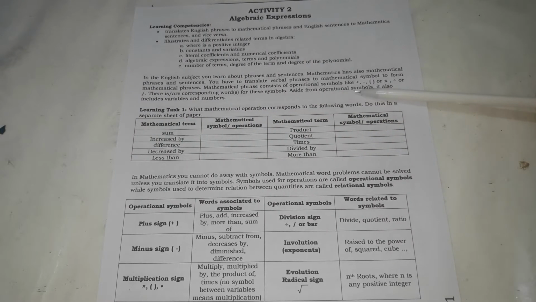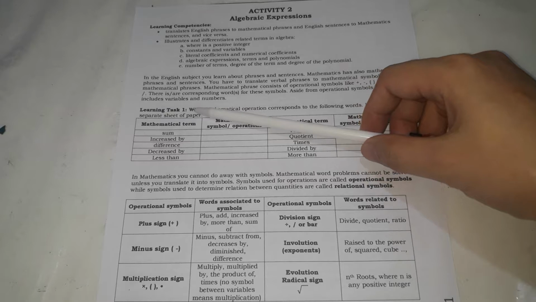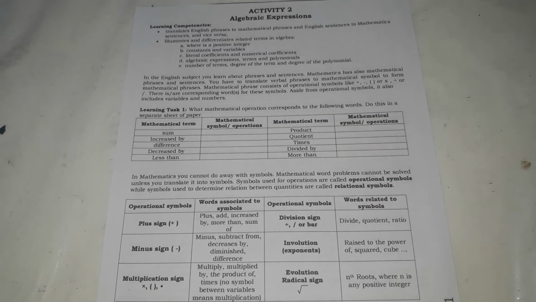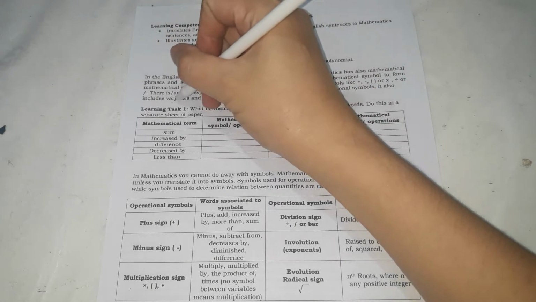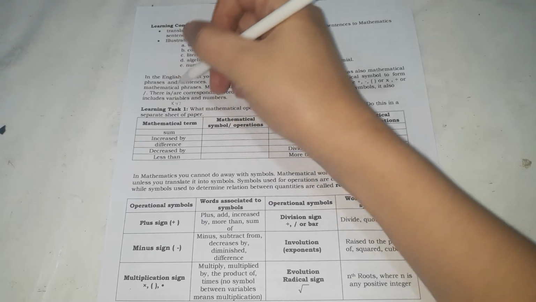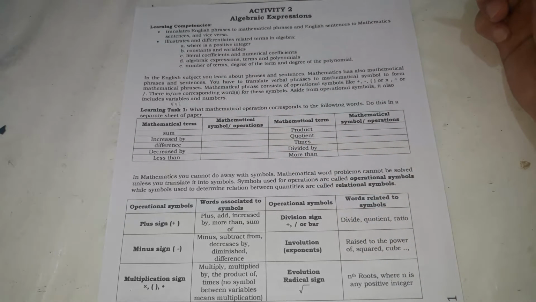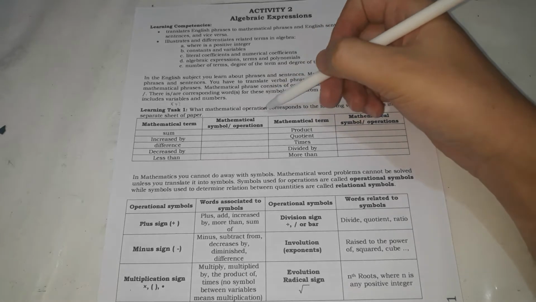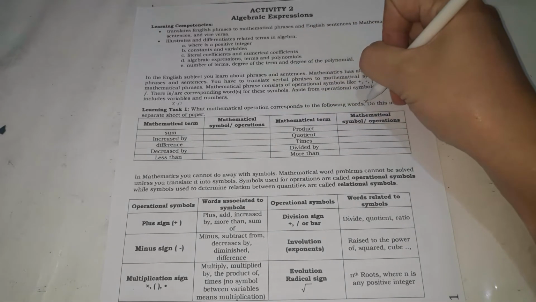Aside from operational symbols, it also includes variables and numbers. Variables are the letters that are usually found in mathematical phrases. Usually it's x, y, and z, but it could also be any other letters of the alphabet. And numbers, of course. For learning task number 1, what mathematical operation corresponds to the following words?